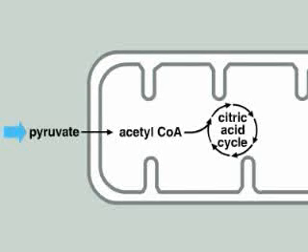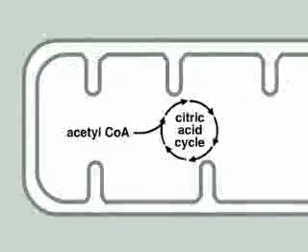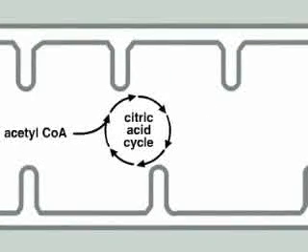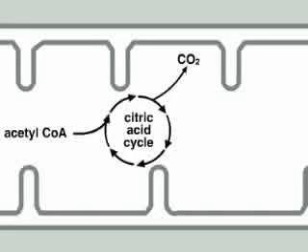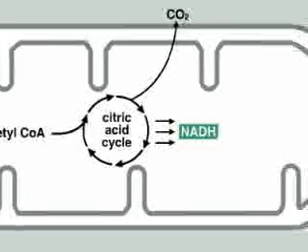Acetyl-CoA can also be generated by breakdown of fats or amino acids. In this circular reaction path of the citric acid cycle, carbon atoms are burned, that is, oxidized, and released one by one as the waste product carbon dioxide. In this way, energy is released stepwise and captured by energy carriers, including NADH.